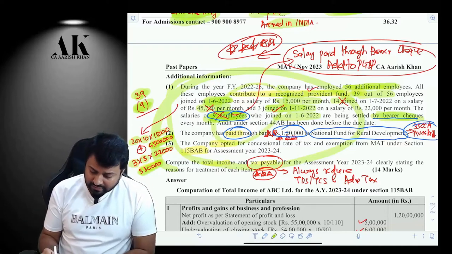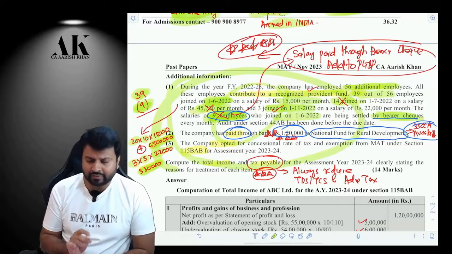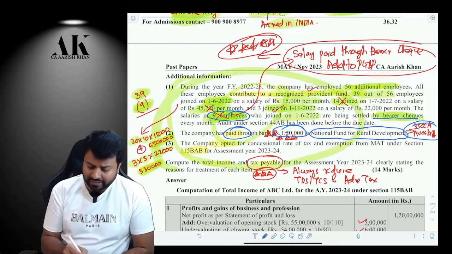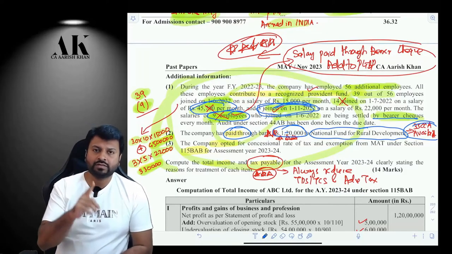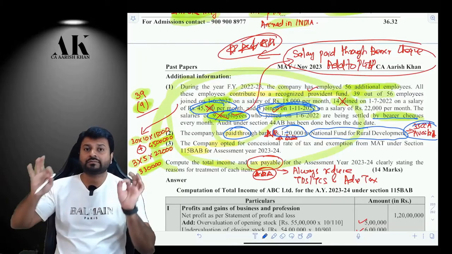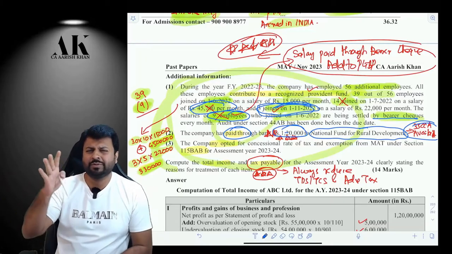These 14 employees were joined at an emolument of 45,700. They will not be eligible for the benefit. Why? Because their emolument is more than 25,000. These 3 employees will be eligible because these 3 employees are employed on 1st of November. So if you count from 1st of November till 31st of March, it is more than 150 days. To be precise, it is 151 days.